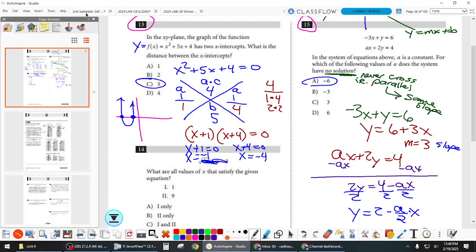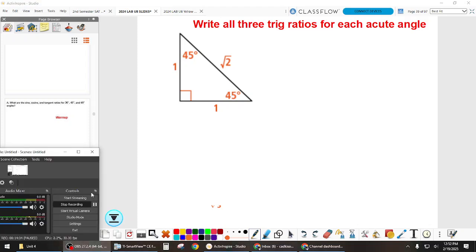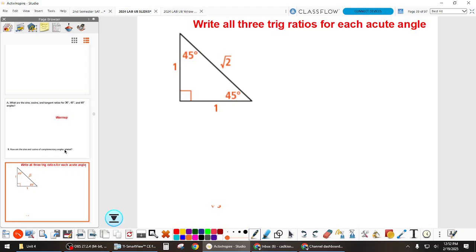Next, I'm going to give you a quick chance to review that. So write all 3 trig ratios for each acute angle. But look here at this one. The 2 acute angles are the same, so I don't want you to rewrite it over again. Just write it once. But let's do a quick review of SOHCAHTOA.